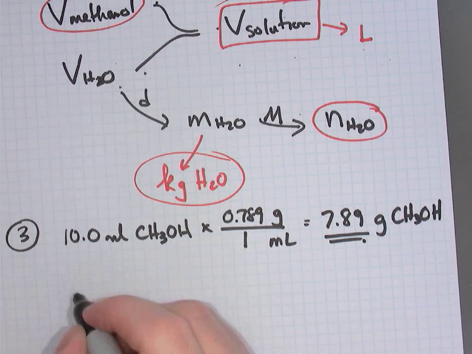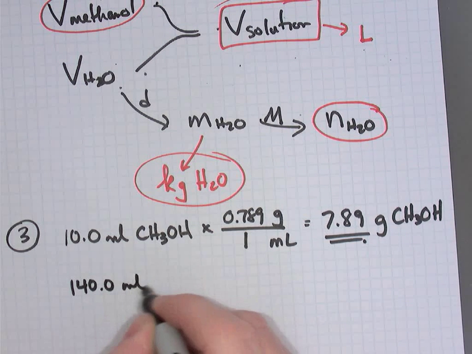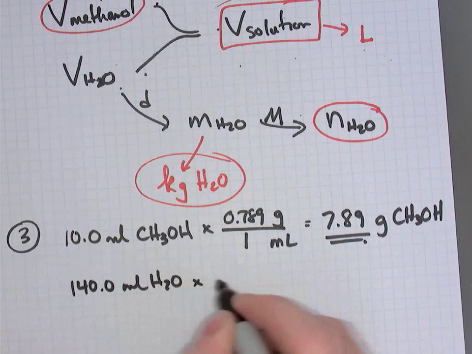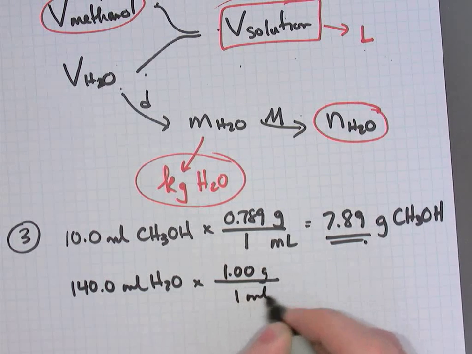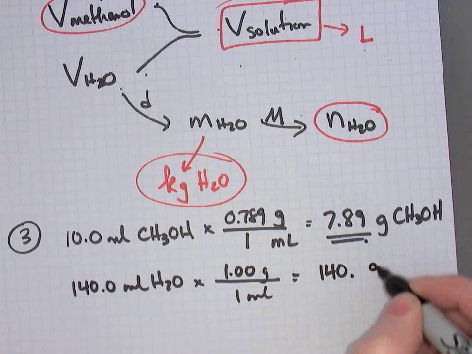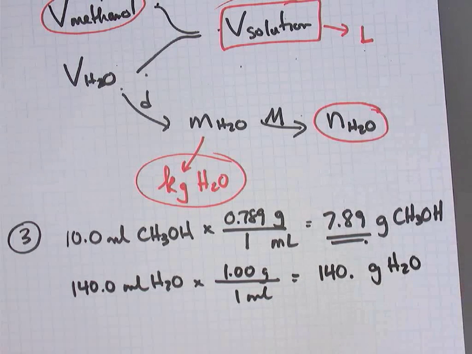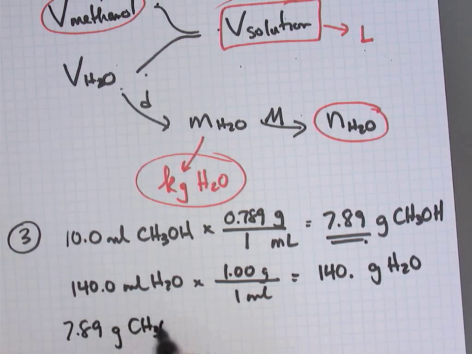Do the same thing with the water. We had 140.0 milliliters of water. Its density is 1.00 grams per milliliter. So there's going to be 140 grams of water. Now we can convert to moles. We have 7.89 grams of methanol.